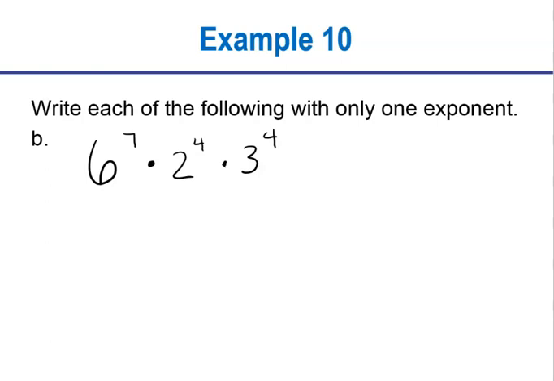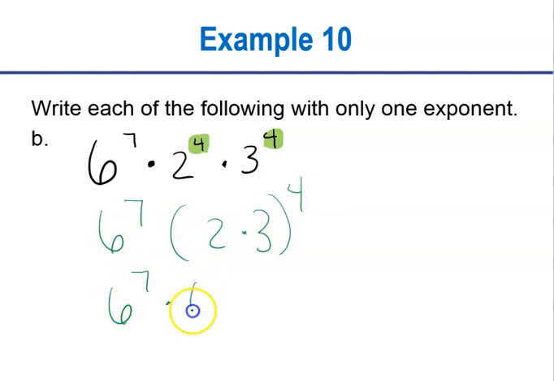But you remember we have a property that if these exponents match, then I could write this as 6 to the 7th, which I'm leaving alone. But this can be 2 times 3 to the 4th power. Now we know 2 times 3 is 6, right? So this is 6 to the 7th times 6 to the 4th. And now I have a common base.